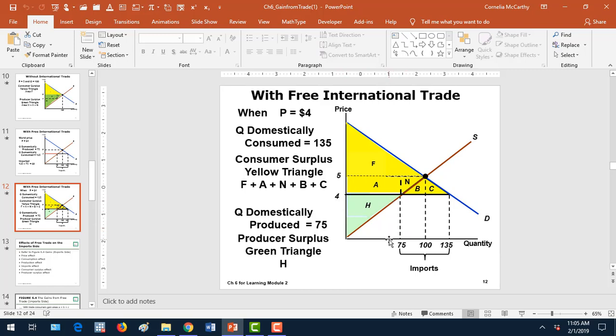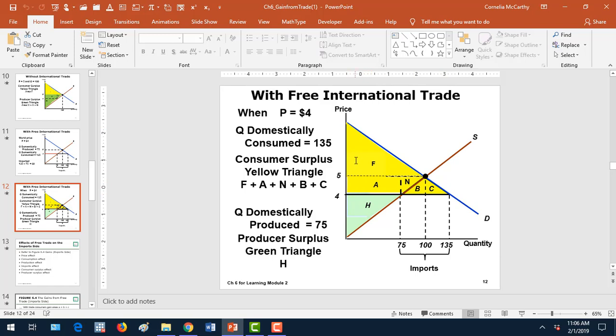The max they can produce for $4 or less is 75. The additional units the consumers want will be supplied, but it'll be supplied by foreign producers, so they will be imports. If the definition of consumer surplus is from the price line out to the demand curve and up, then you have the whole yellow triangle as consumer surplus.